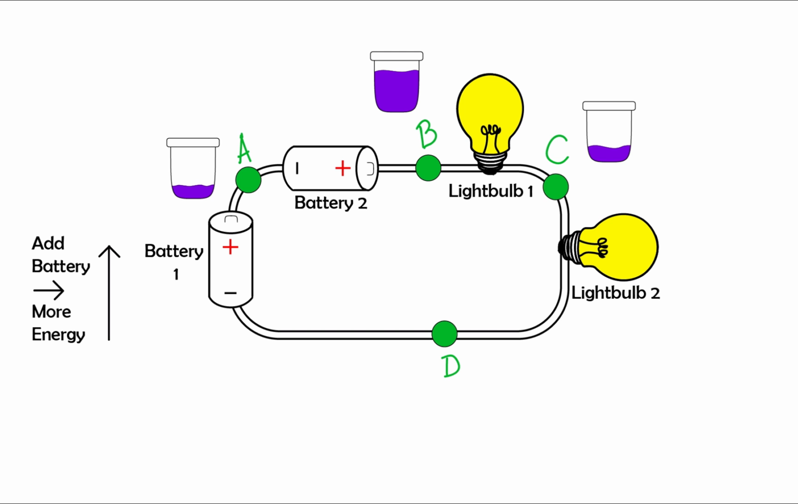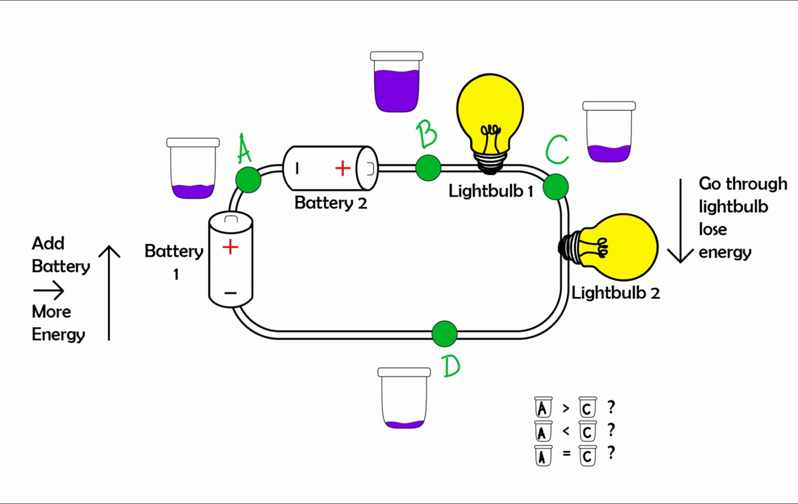Now point C is after an energy-consuming component, the light bulb, so the energy at this point is lower than the energy at point B. Following the same logic, the energy at point D is lower than the energy at point C. Every time we pass through an energy-consuming component, we reach points of lower energy in the circuit.